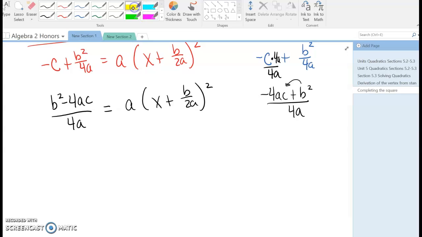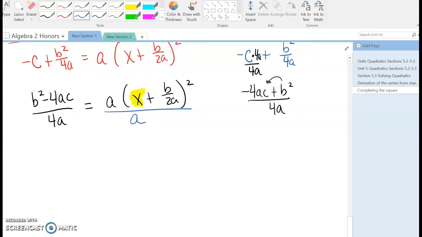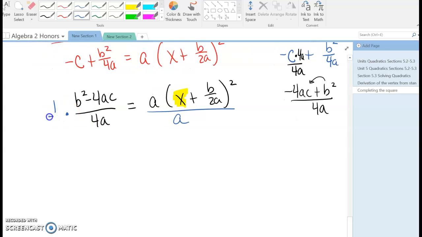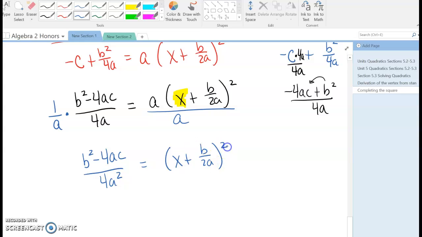Okay, we're still trying to solve for x here. So the next step to solve for x would be to divide by a. And dividing by a is the same as multiplying by 1 over a, right? So dividing by a number is the same as multiplying by its reciprocal. I'm doing that because on the left-hand side I've got a fraction divided by another fraction. That'll look a little nasty. So this ends up being b squared minus 4ac over 4a squared equals the quantity x plus b over 2a squared.